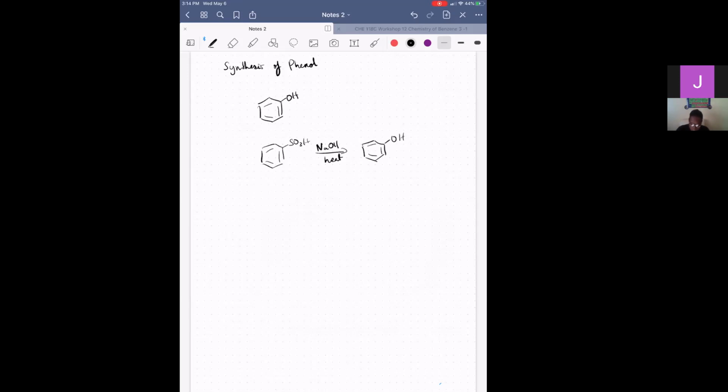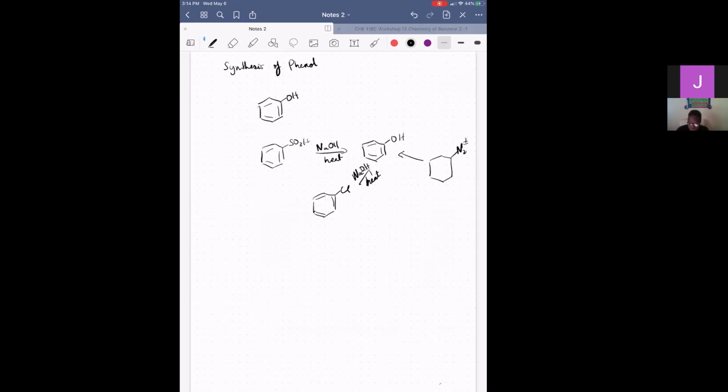Another way that we can get to this phenol product is if we start off with a haloarene. If we halogenate our arene, we can once again use a base, NaOH, in the presence of heat, and this will allow us to generate our phenol. And then the last way that we have as a resource to get there is to use our diazonium species.